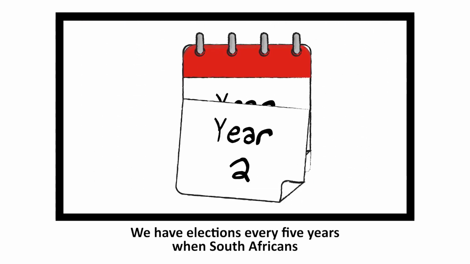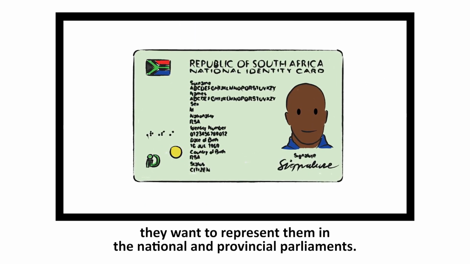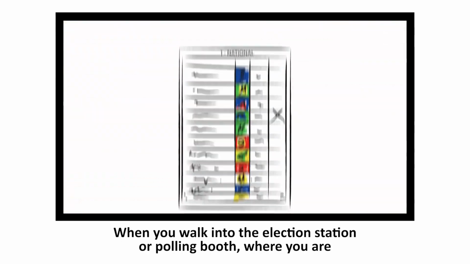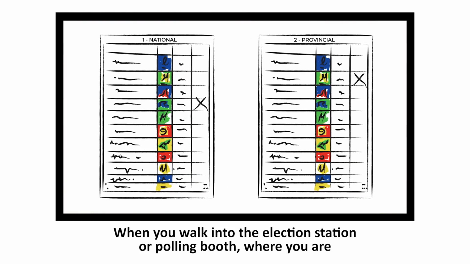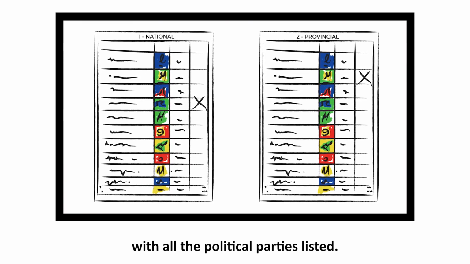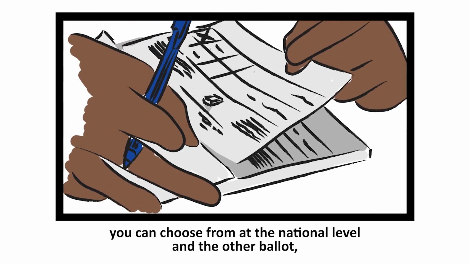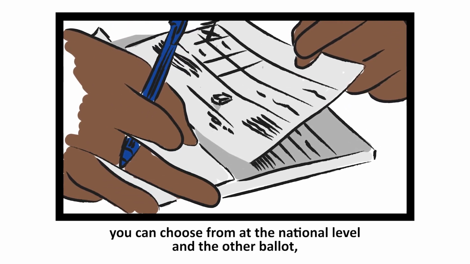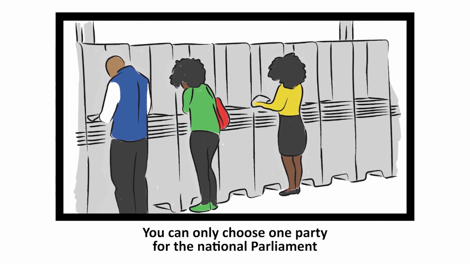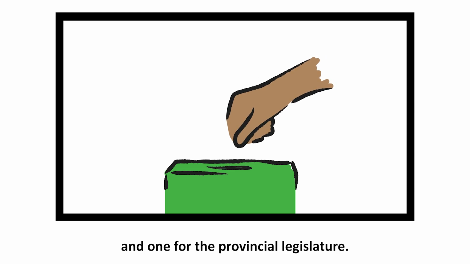We have elections every 5 years when South Africans over the age of 18 can vote for the political parties they want to represent them in the national and provincial parliaments. When you walk into the election station or polling booth, where you are registered to vote, you get 2 pieces of paper, also called ballots, with all the political parties listed. The one ballot will have a list of the parties you can choose from at the national level, and the other ballot, a list of parties for the provincial level, the legislature. You can only choose one party for the national parliament and one for the provincial legislature.